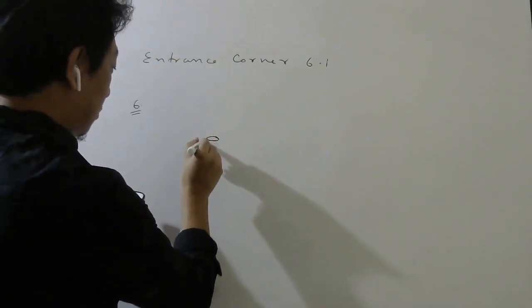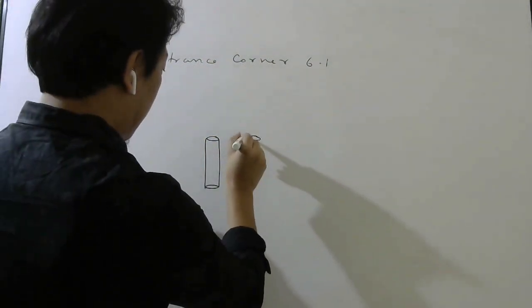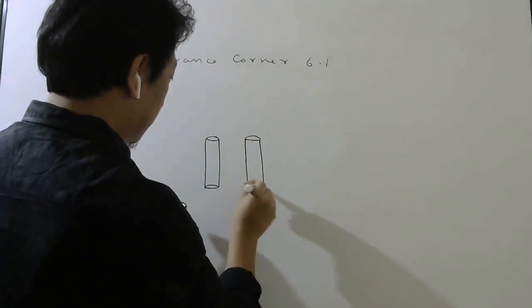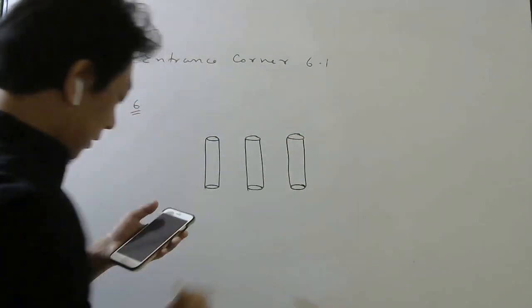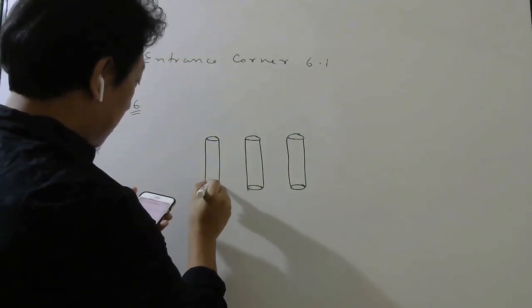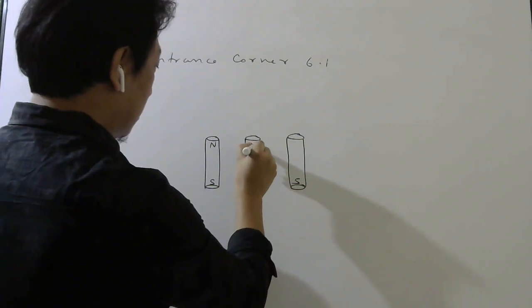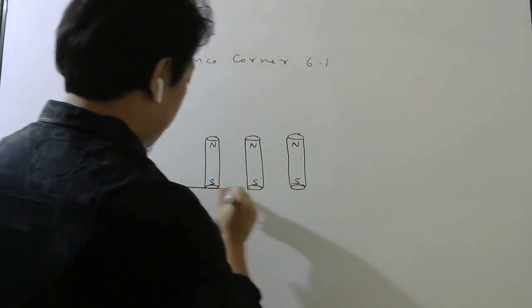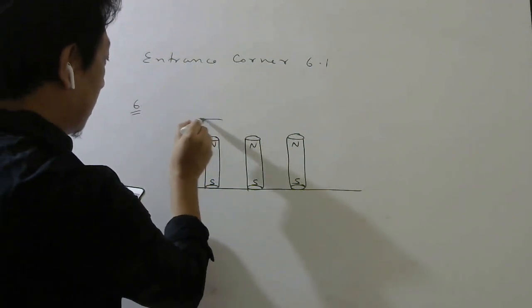So let's say this is one magnet, this is another magnet, and this is another magnet. This question came in the Olympiad exams, NTSC, okay? So south, south, south, this is north, north, north. This is the bottom.